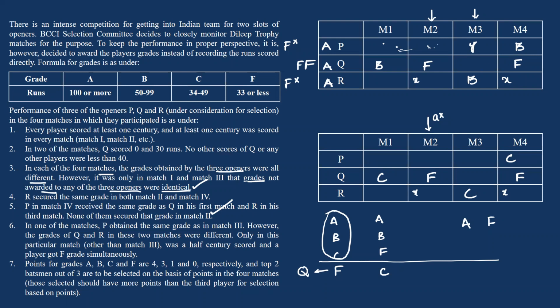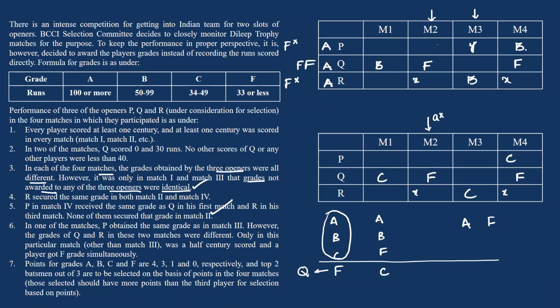So that match cannot be match 1, because Q has obtained grade B in match 1 and grade B in match 3. Same, C here, C here. So that match cannot be M1, or that match cannot be M4 as well.